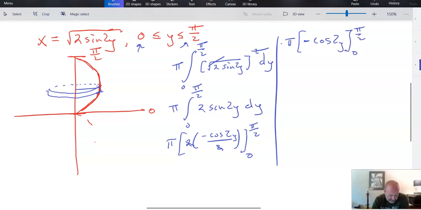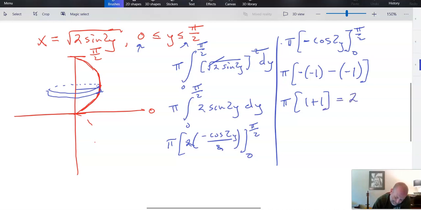Right, so we're going to start out by evaluating at pi over 2. So this is pi times, let's see, the cosine of pi over 2 times 2 would be cosine pi, which is negative 1. And so this is the negative of negative 1. And it would be minus, and let's see, now we're going to put in cosine of 0, which is 1. But this negative makes it negative 1 again. Right, so this actually ends up being pi times 1 plus 1, which is 2 pi. Right, so we just found out that that volume is 2 pi.